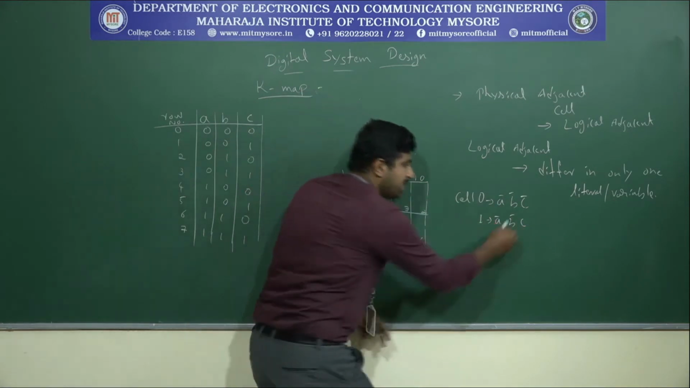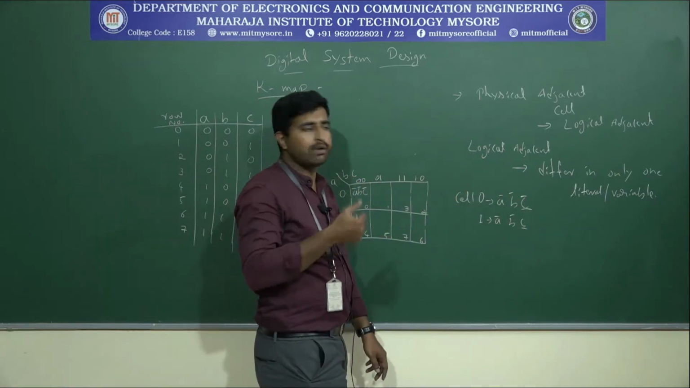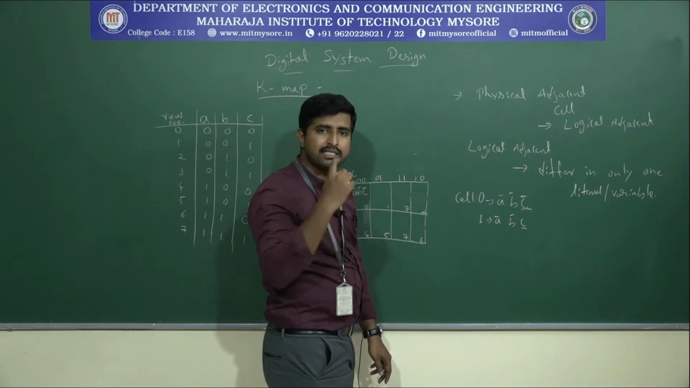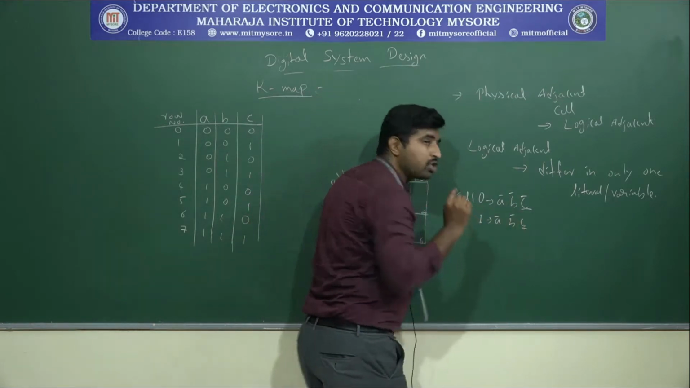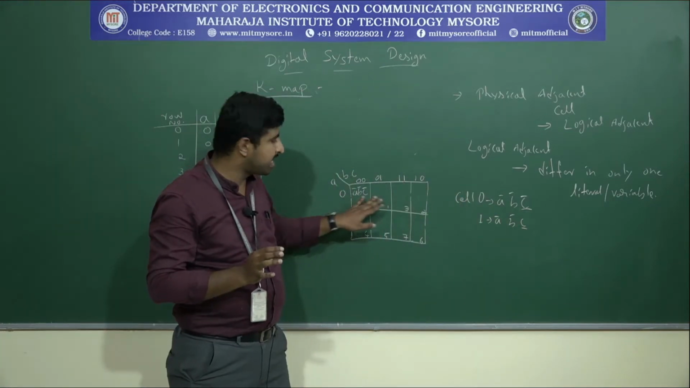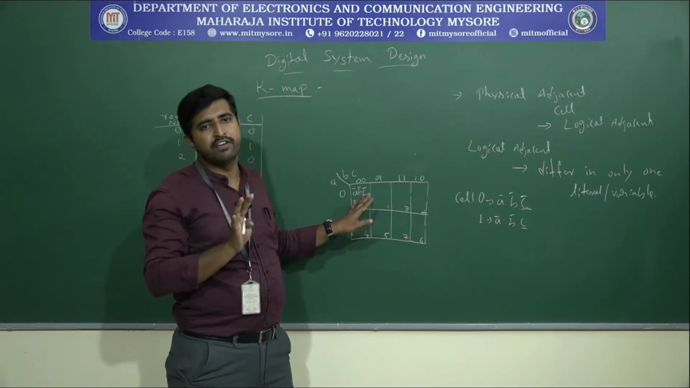Only one variable differs. See, C bar is there, yes, C is there. That means only one literal is having a transition. There's only one variable that differs. So these two are logically adjacent. We need to say that physically adjacent cells should also be logically adjacent. That is the thing we need to consider.